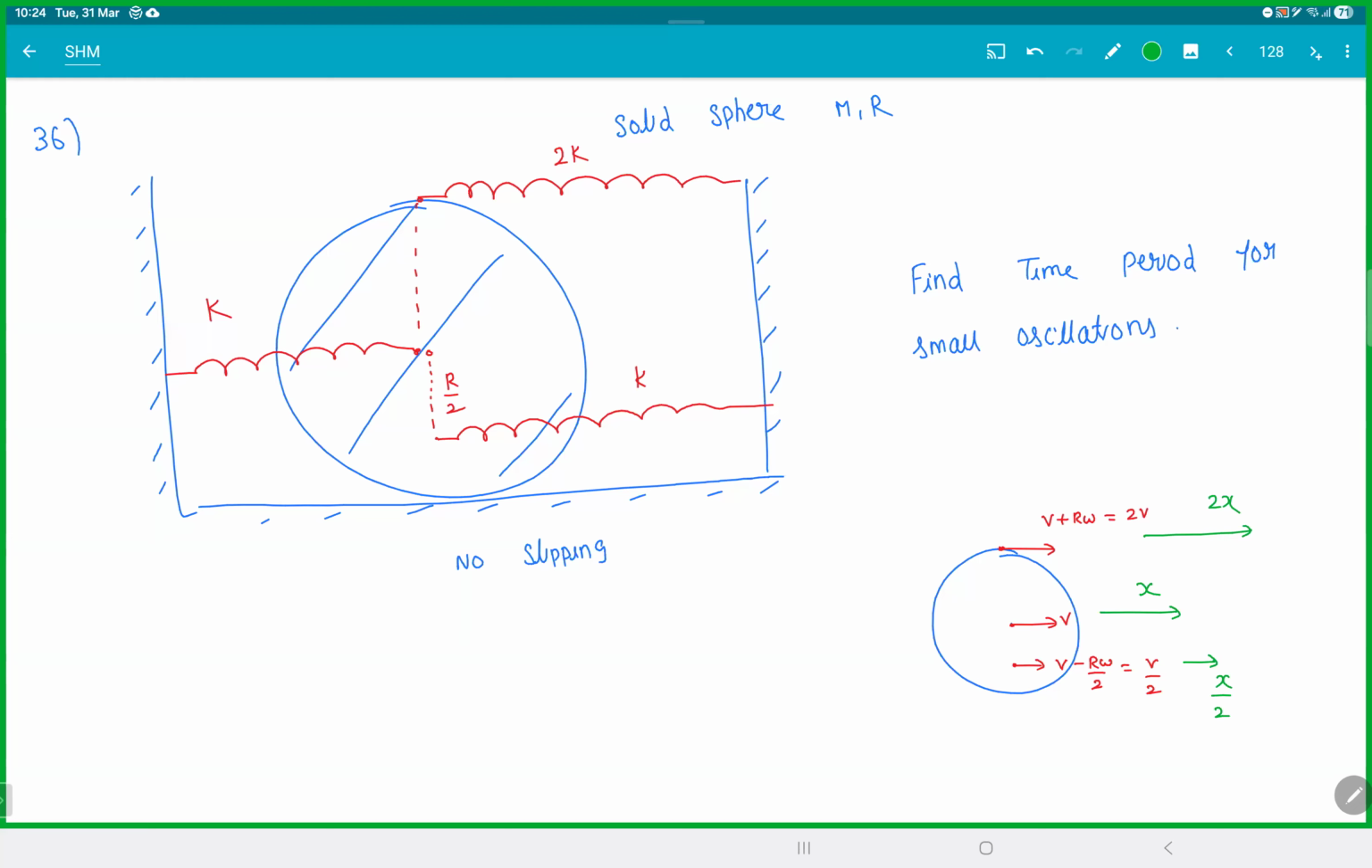Again, this comes from the no slipping condition, rotational mechanics. Every point on that sphere will not move by the same distance. If the center moves by x, the topmost point will go 2x, and the point below will go by x by 2. Okay, let's see.